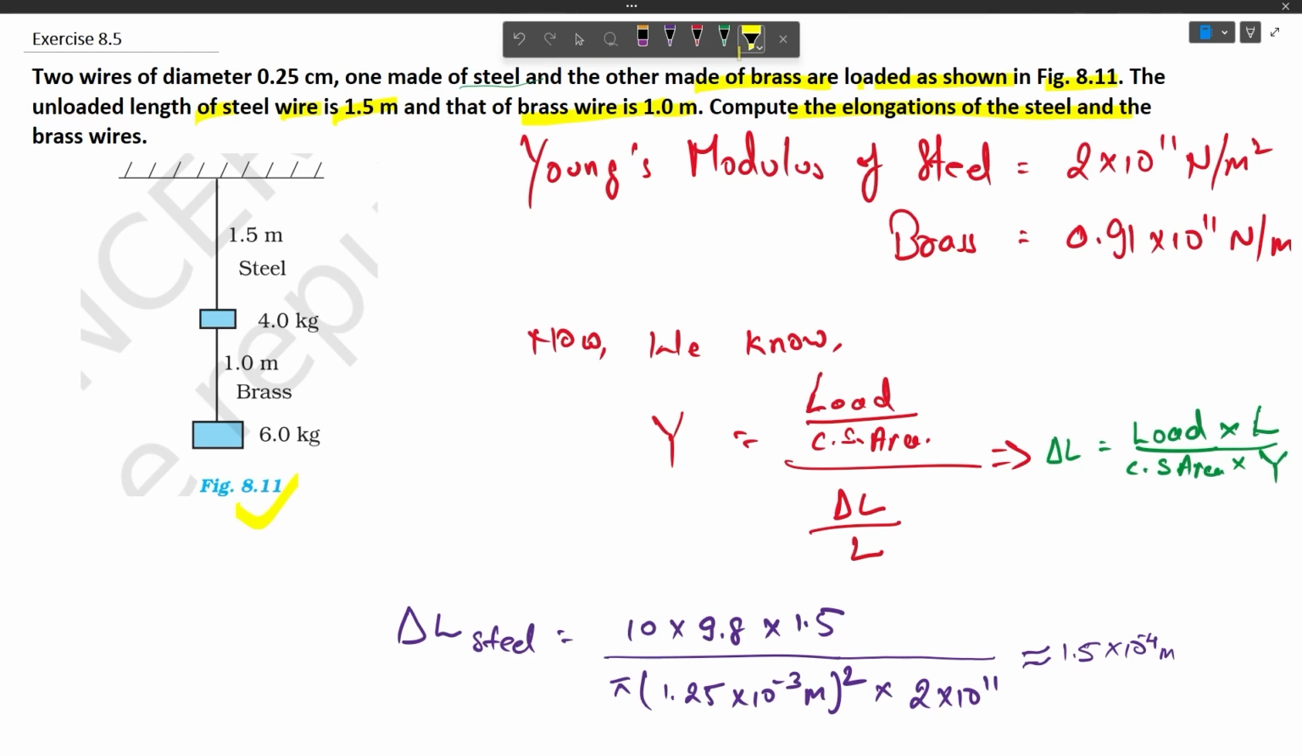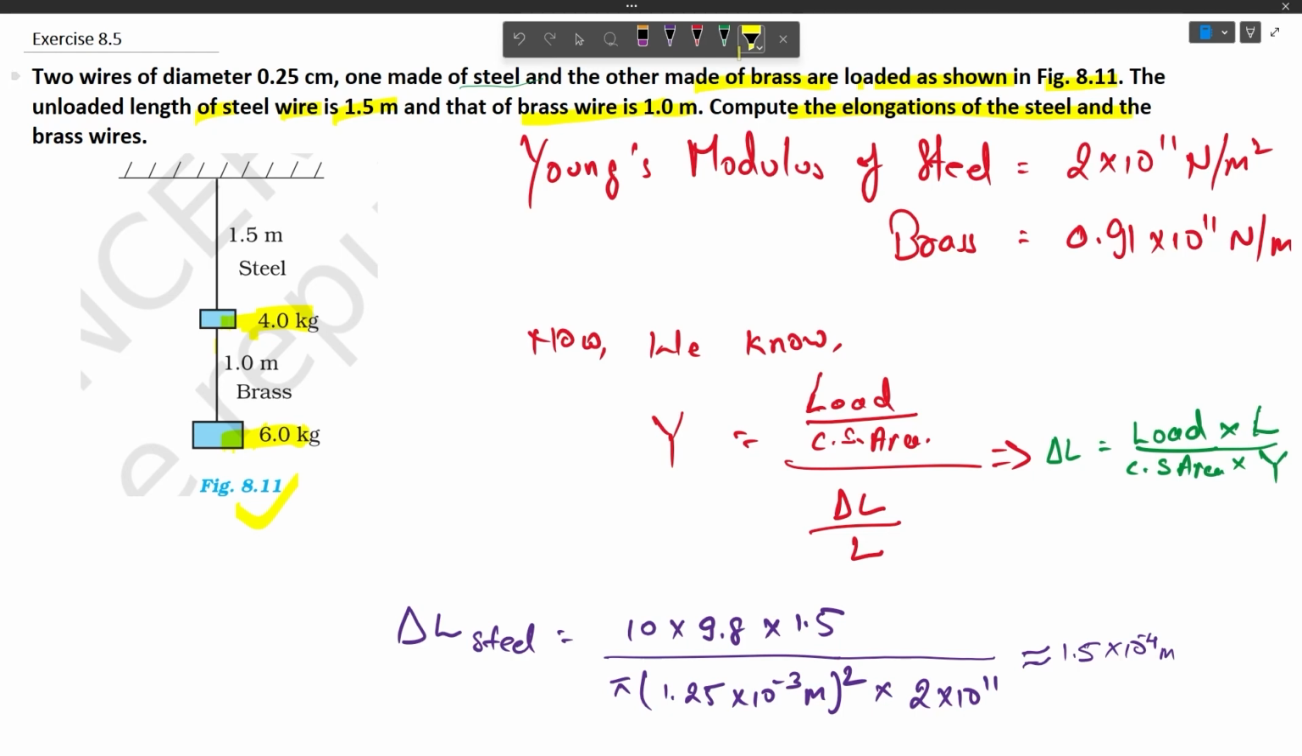Here the steel wire is carrying both the loads, that is the 6 kg load and the 4 kg load. So together it is carrying a 10 kg load, and the brass wire is carrying only the 6 kg load, because gravitational force is acting on the 6 kg load, and this brass wire is lifting just the 6 kg load while the steel wire is lifting both the loads. Now here the weights of the brass and steel wires are not considered, so we will not consider that in our calculation. The diameter of both the wires is given.